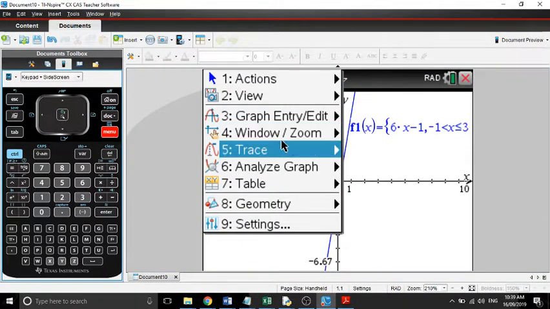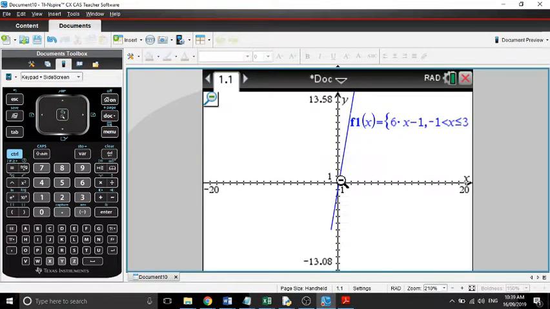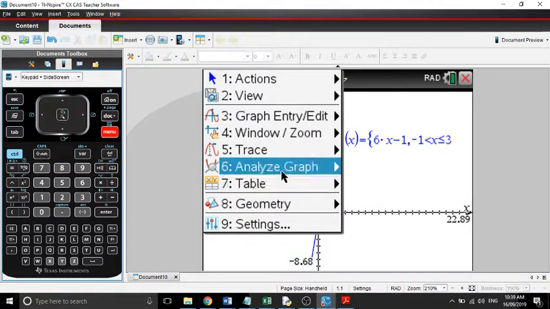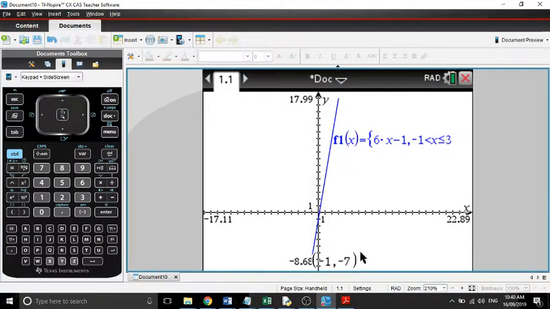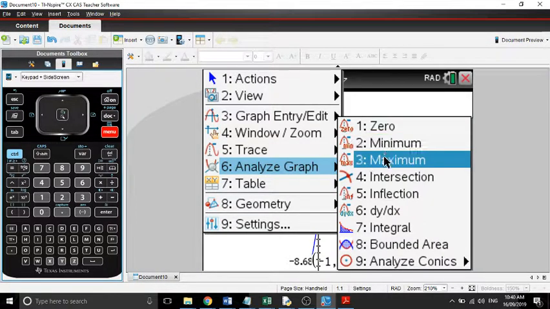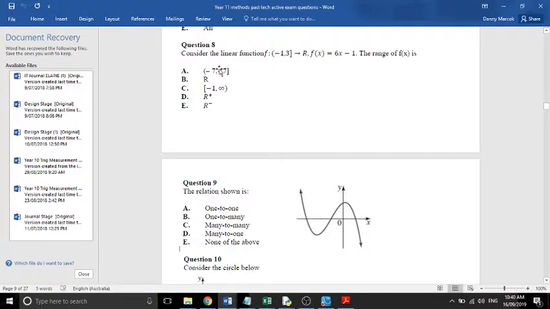So I'm going to zoom out a little bit, and I'm going to just move this around. So we're looking for our range. So minimum, analyze graph, we're going to go for a minimum, and here, going from -1 to -7, to a maximum, 3 and 17. So -7 and 17 is our range. It only happens once, and it's that one there. So -7 and 17, that's because of the range we've been given.